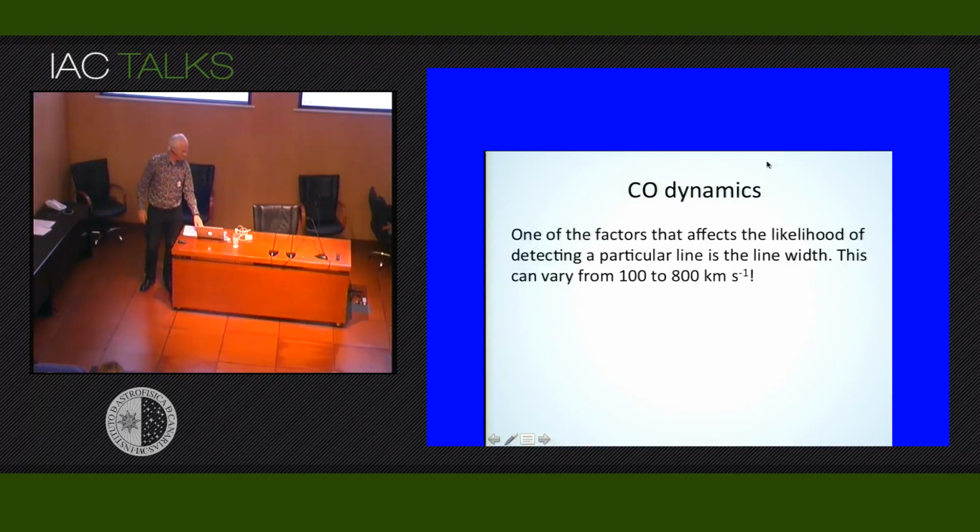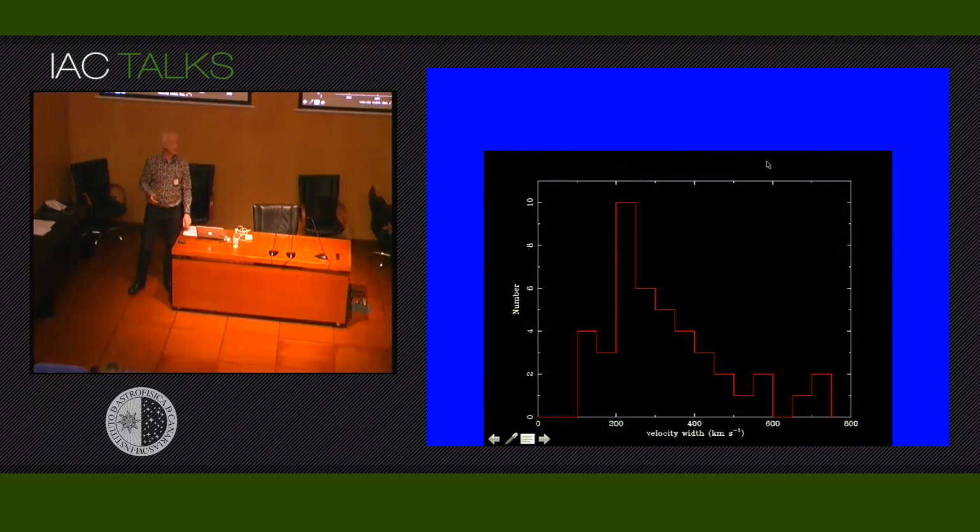Okay, so what can we learn about the dynamics? We know from our detections that the velocity width of these lines ranges from 100 kilometers a second full width half maximum to 800. So this is a histogram of that full width half maximum of our detections. We go from 100 kilometers a second on the left-hand side up to 800 kilometers a second. So there's a wide range in velocity width.